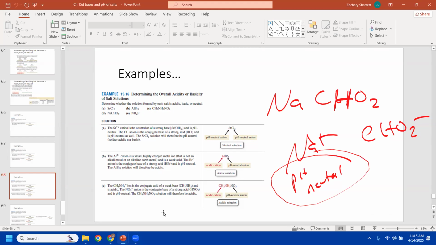Because it's in group 1 and it comes from NaOH, which is a strong base. The strong stuff is always pH neutral because it has no desire to not fully dissociate, okay? What about this CHO2 minus, Avi? Acidic, basic, or neutral?